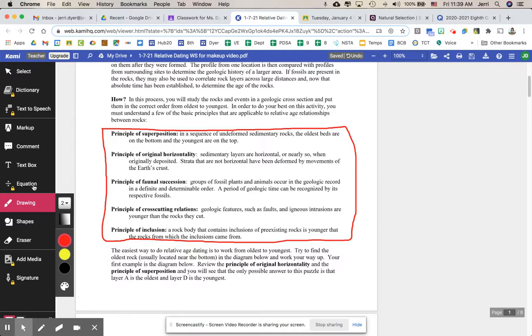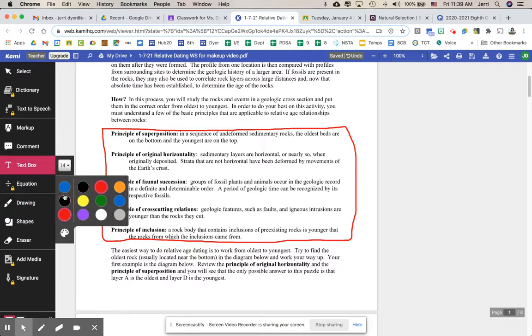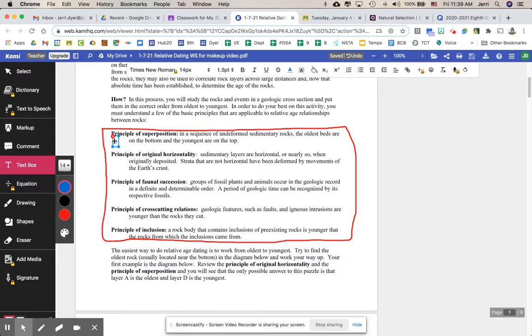And you also need to know how to go through and tell what the abbreviations are, because we don't want to write principle of superposition or principle of original horizontality all of the time. We actually just want to be able to put in an abbreviation. So for superposition, we use SP. For original horizontality, we use OH.